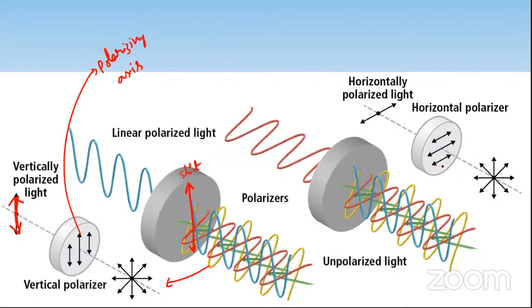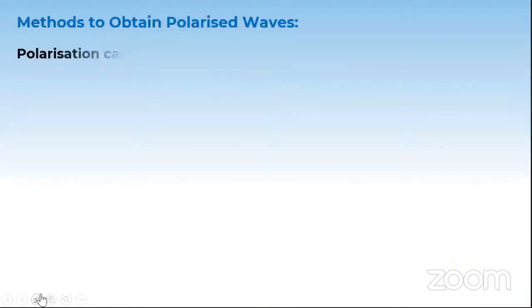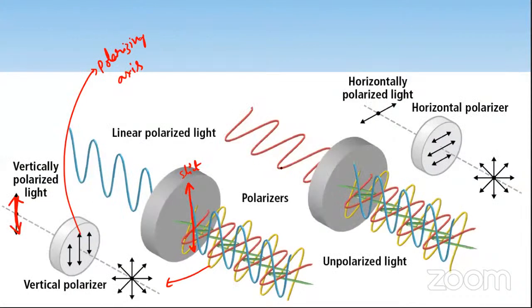Cool, right? See, this oscillation of the wave is happening only up and down. So this is called vertically polarized light. Or if the same thing happens sideways, for example, notice here I'm taking the same unpolarized light and rotating this polarizer by 90 degrees.